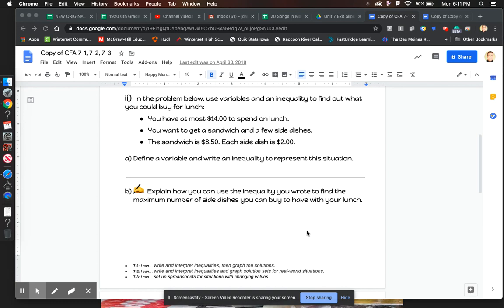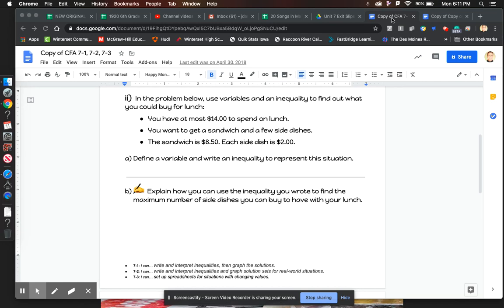So we're going to jump right into the problem here. It says in the problem below, use variables and an inequality to find out what you could buy for lunch. You have at most $14 to spend on lunch. You want to get a sandwich and a few side dishes. The sandwich is $8.50. Each side dish is $2. Define a variable and write an inequality to represent this situation. And then explain how you can use the inequality you wrote to find the maximum number of side dishes you can buy to have with your lunch.